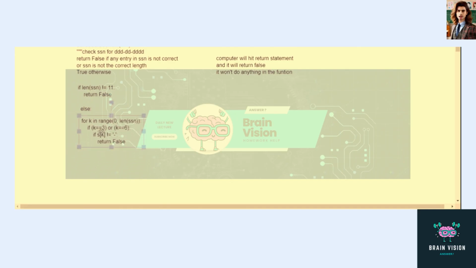Now, since it is 11, since I know it has the right length, what I'm going to do is go through each of the digits in the social security number string. The first thing I'm going to eliminate is the hyphen, or I forget what that thing's called. It's not the hyphen, it's a dash. So if I'm checking for k equals 3 or k equals 6, and I know it has to be a dash, if it's not a dash, I return false. Okay.